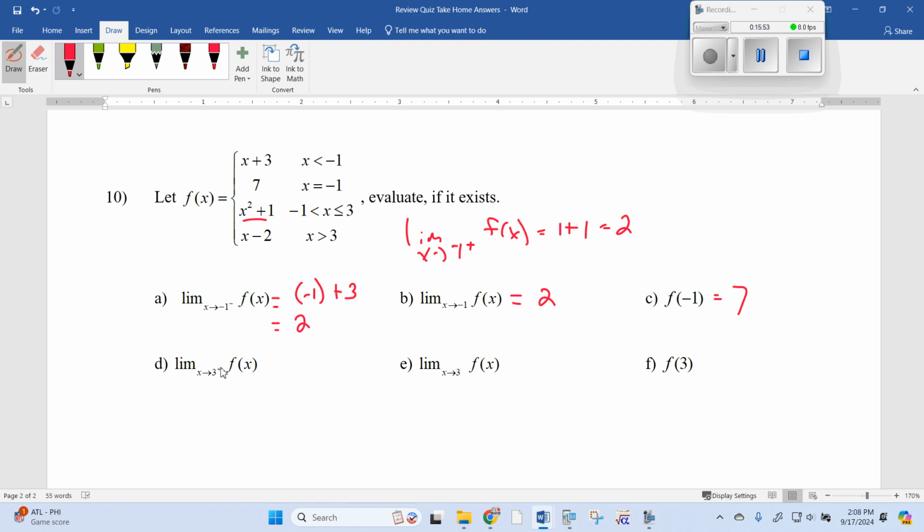If I want to find the limit at 3 from the right, that is greater than 3. So I plug that into here. So that is 3 minus 2, which is 1. If I want to find the limit at 3, I need to consider the left. So the limit as I approach 3 from the left is going to be using this formula here, x squared plus 1, which would be 3 squared plus 1, which is 10. The left and the right are not the same, so by the theorem, this does not exist. And finally, what is f of 3? That is just plugging in where it is equal to 3, which is 10.